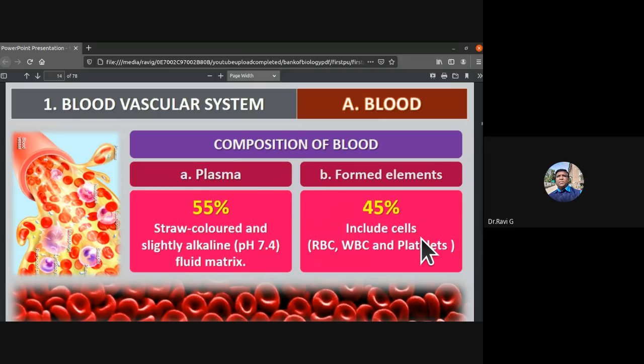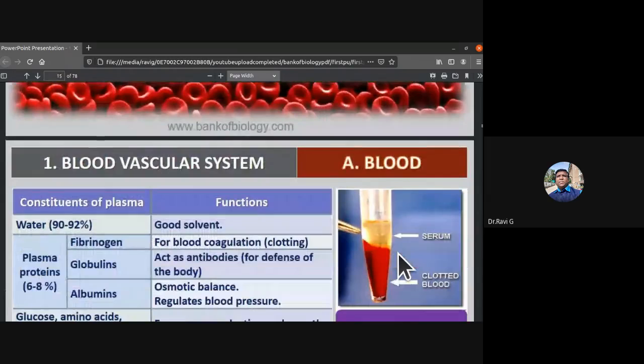So 55% of the composition of blood is made up of plasma. They are straw colored and slightly alkaline. Their pH is 7.4, so they are a slightly alkaline fluid matrix. Okay, whereas the formed elements are the 45% of the blood, composed of RBC, WBC, and platelets.